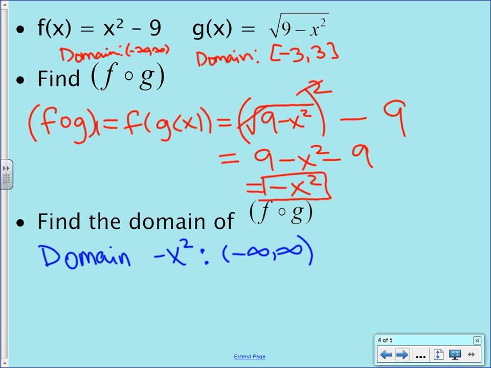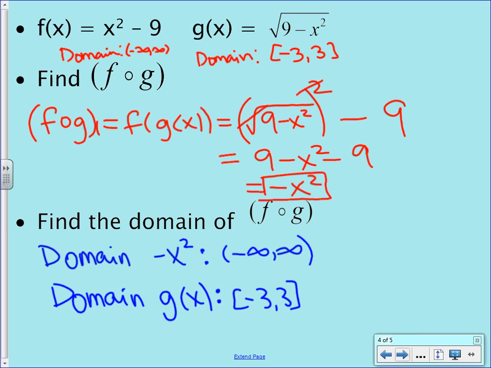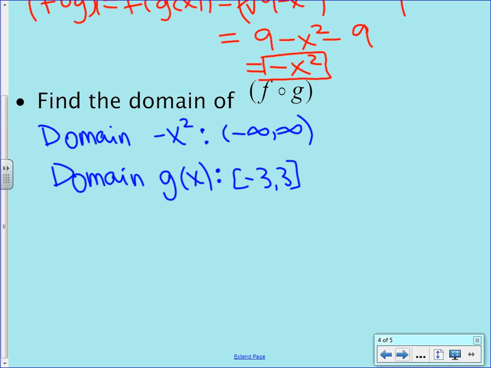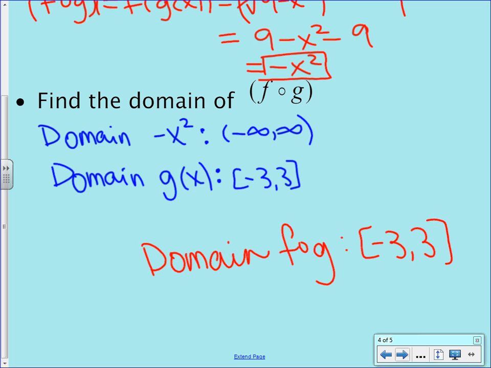However, we got negative x squared from the composition. So we started by plugging in values to g of x before we plugged them into f. So we need to think about what the domain is for g of x. Well, we decided the domain for g of x was negative 3 to 3. So we started with a domain of negative 3 to 3, and we ended up with a function that could have all real numbers, but the domain of our composition can only be where these two overlap.